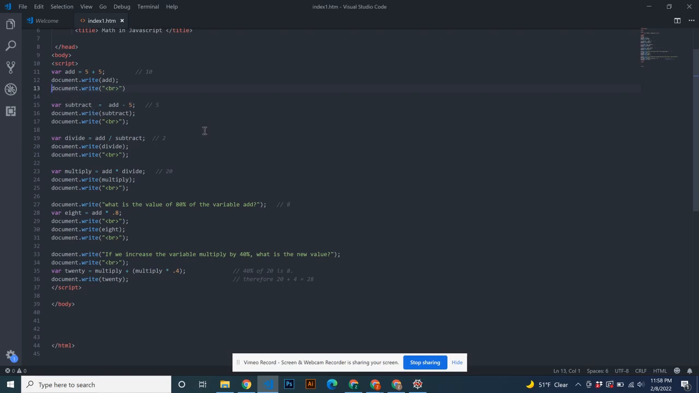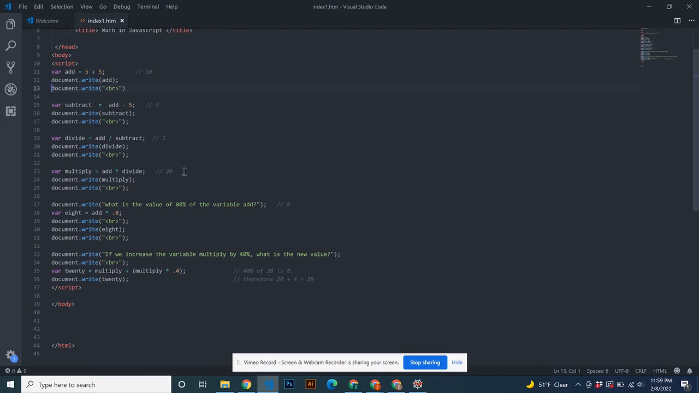Another powerful idea is that you can just do mathematical operations with just variables. So this variable divide is equal to add divided by subtract. We know that add stores the value of 10, subtract stores the value of 5, so 10 divided by 5 equals 2, which means 2 will then be stored in divide. And it's going to be the same logic with multiply. Add times divide, 10 times 2 is equal to 20.